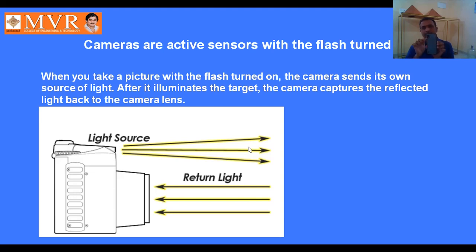If I switch on the flash and take your photograph, what happens? The light ray is incident on you, and then the light ray is reflected back to the camera. Reflected back means this is the backscattering radiation. So, the light ray incident from my camera on you, and the backscattered radiation is recorded by this camera. This is called active remote sensing. This is the best example of active remote sensing.